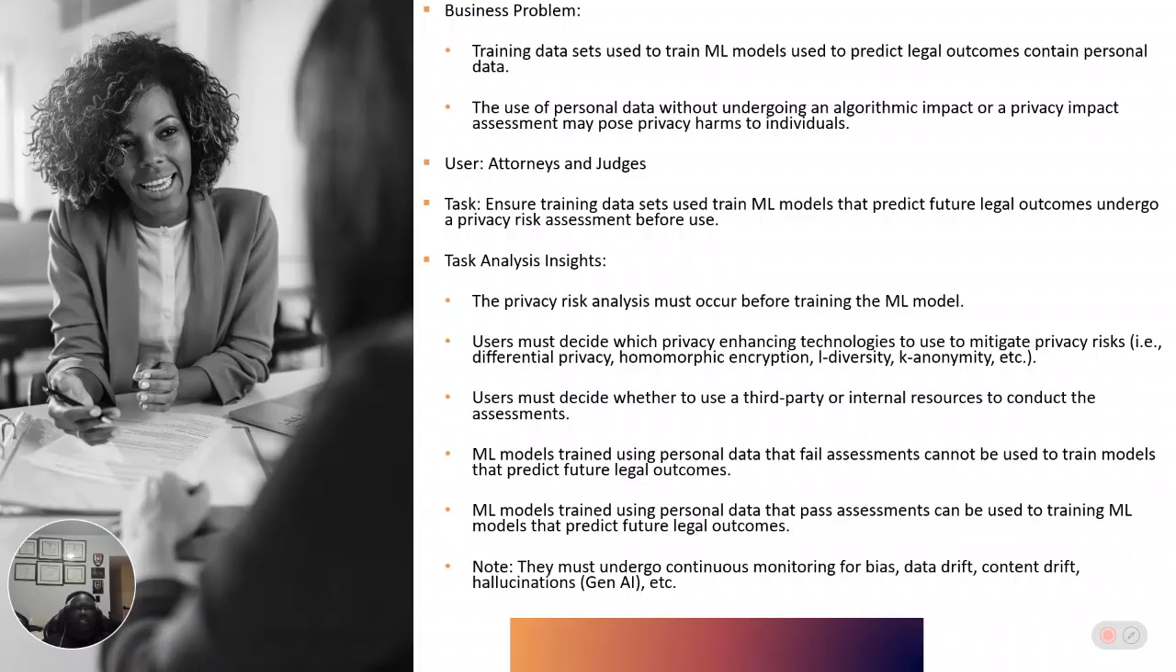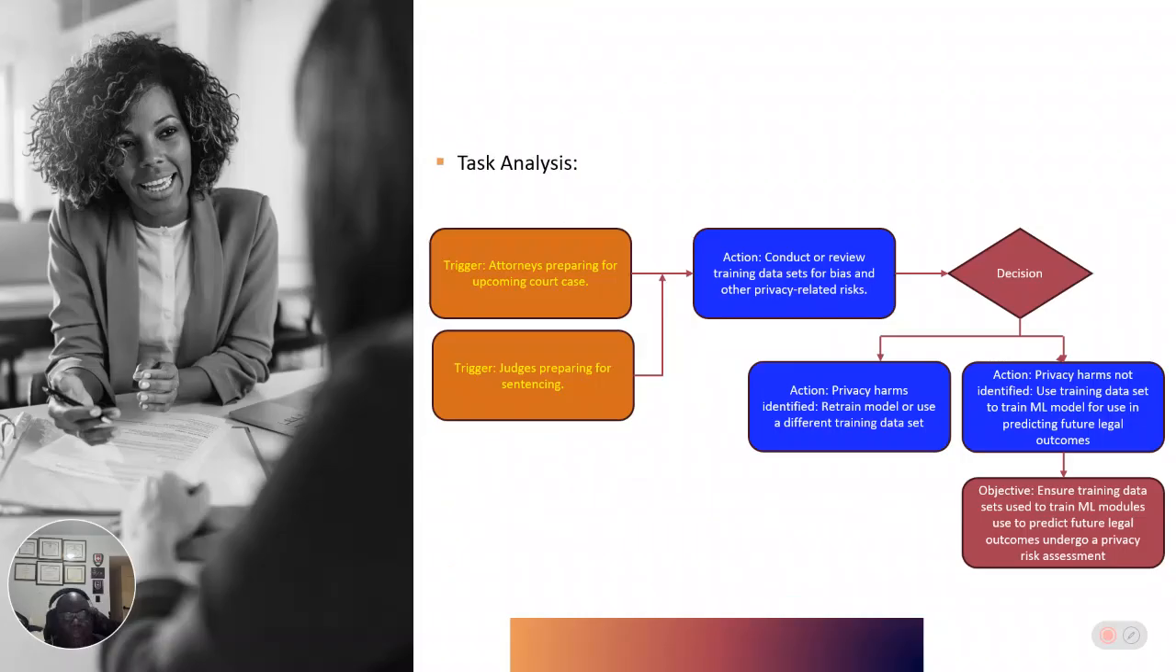The platform itself has a Gen AI component, and so we have a two-pronged decision process. If the training data undergoes a privacy risk assessment and it fails, then it can't be used to train the model to be used in the future for predicting legal outcomes. If it passes, then it can be used with the condition that you're going to continuously monitor those outputs for bias, data drift, content drift, and hallucinations for Gen AI.